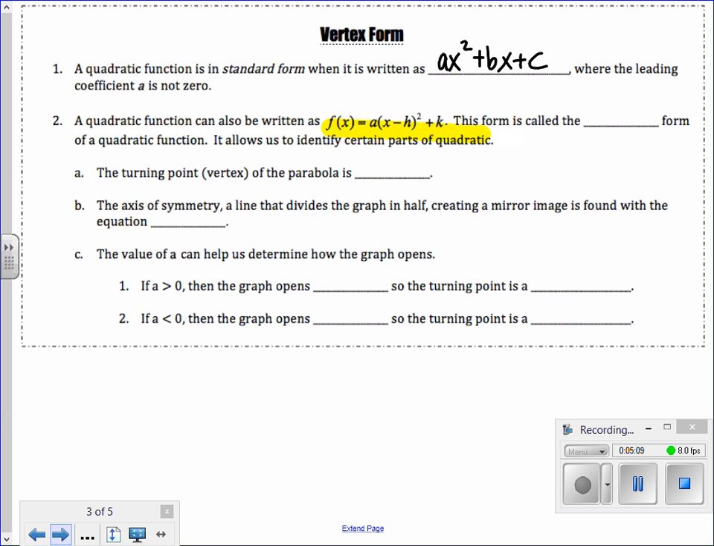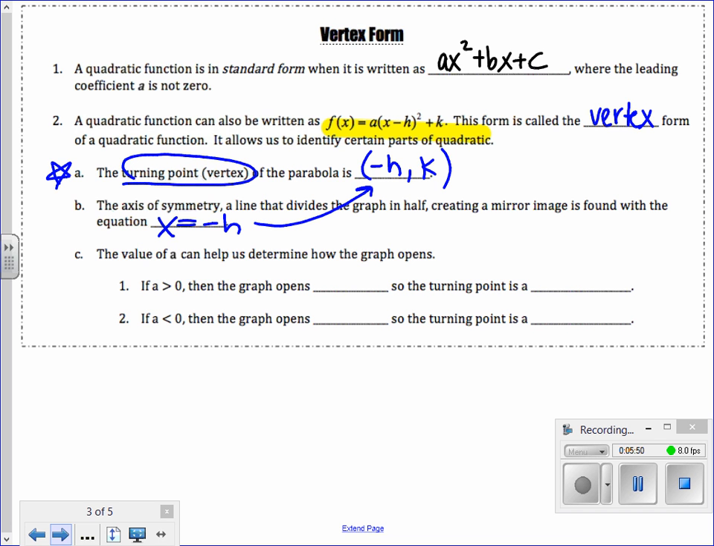Now that looks a little bit goofy. That is called the vertex form of a quadratic. It gives us a lot of good information about quadratic functions. It says the turning point, or the vertex, this is the key, the most important one, is at negative h, comma, k. Now you might be thinking, oh my goodness, I don't know what negative h k means. Once we put numbers with it, it'll make a lot of sense for you. The axis of symmetry, that line that divides the graph in half, remember we said is always an x equals equation, and it's always equal to the x value of the vertex. So here x is negative h.